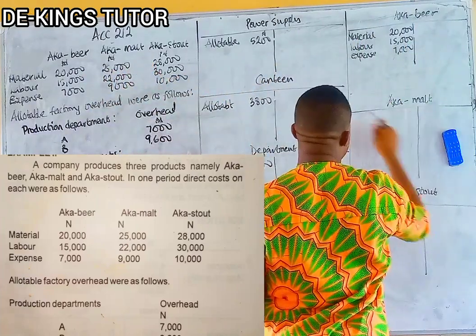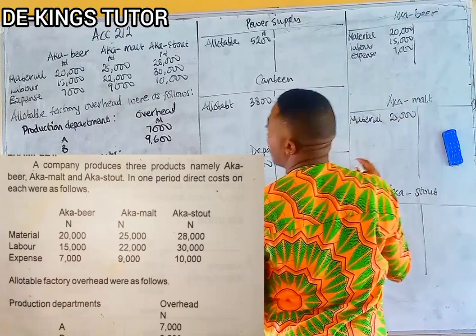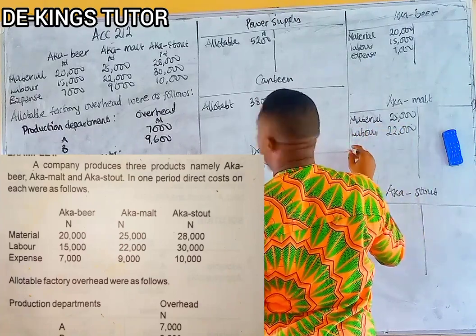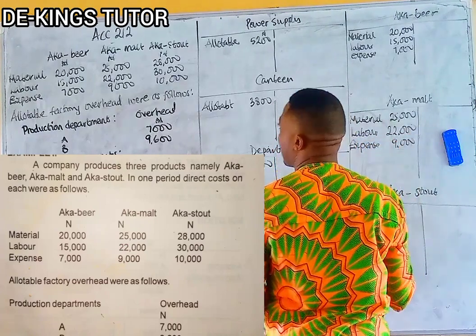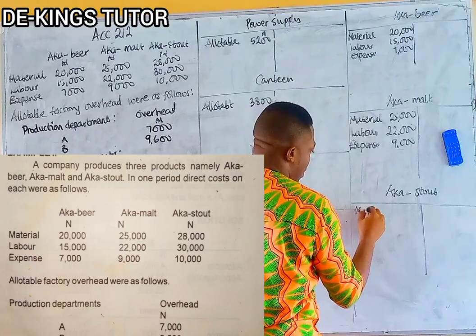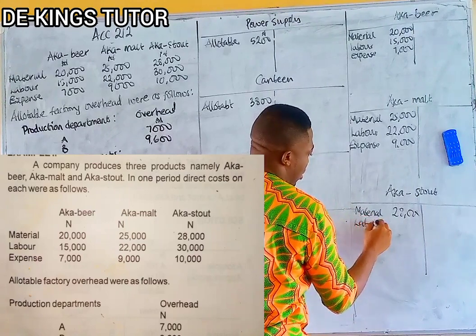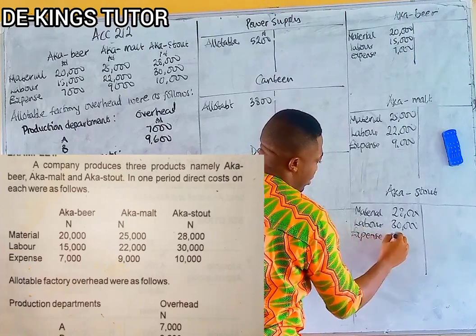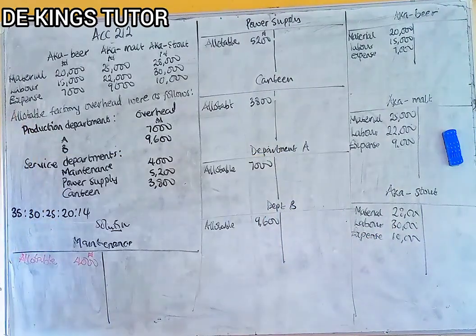Now we come to Aka malt. The same thing. Material, how much is it? 25,000. Labor is 22,000. And expense, how much? 9,000. Then for stout, material is 28,000. Labor is 30,000. And expense, how much? 10,000. Now we have recorded this and also the allocation.